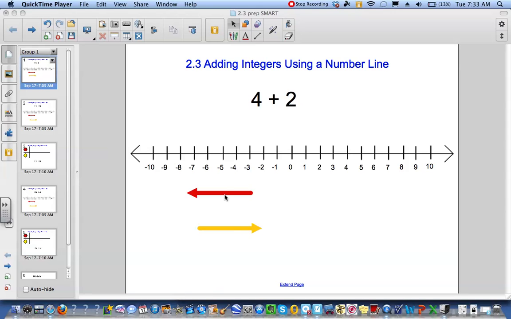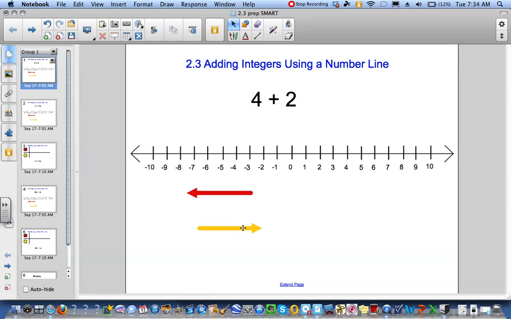We have two arrows here. We're going to use arrows when we use a number line. We're going to continue with the same color scheme. Red is going to be negative and yellow is going to be positive. So we're going to start at the beginning and model this equation onto the number line. We start with the first piece, the 4 at the beginning.